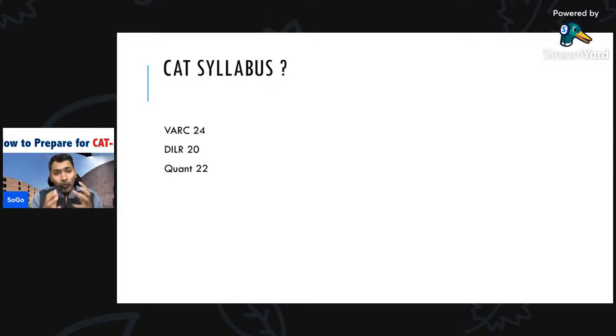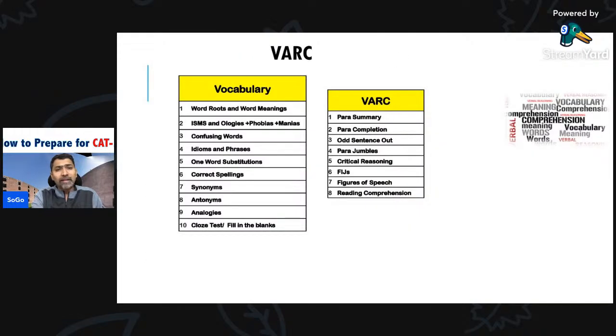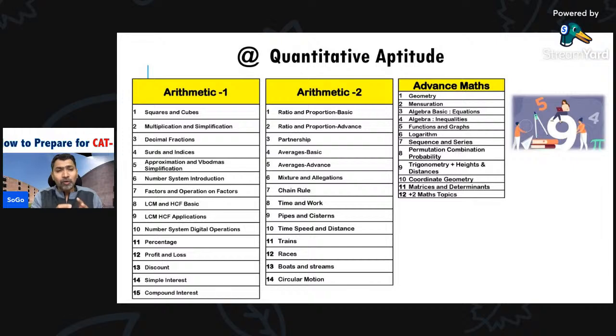So what exactly is the syllabus for CAT? You will have 24 questions in VARC, 20 questions in DILR, and 22 questions in quantitative aptitude. Before I go ahead, let me tell you what all these subjects are about, the syllabus of all of them. First of all, quantitative aptitude.